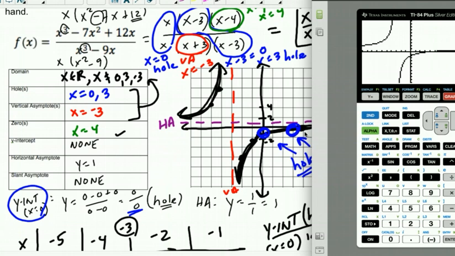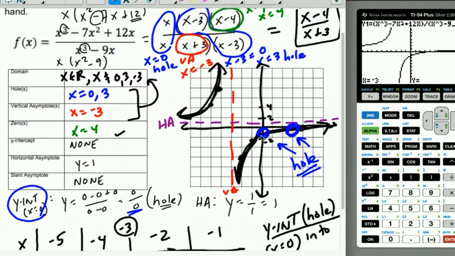All right, and that jives with what we're seeing. If we hit trace, we can check that our values are right. If you hit trace 0, you're going to get a hole. If you hit trace 3, you're going to get a hole, and you can see there's no y value. And if you hit trace -3, you should get that vertical asymptote. So that kind of gives you an idea. All right. So that's how we graph rational functions, and we could certainly use a calculator to check and help us, but that's the basic idea.